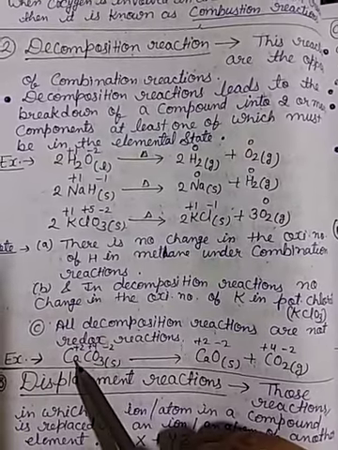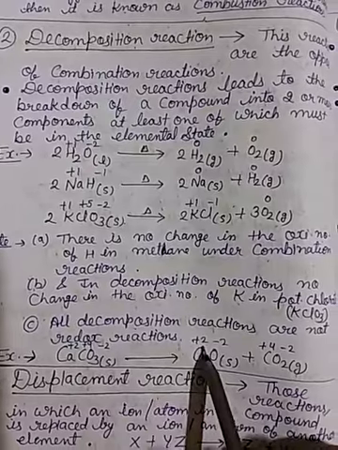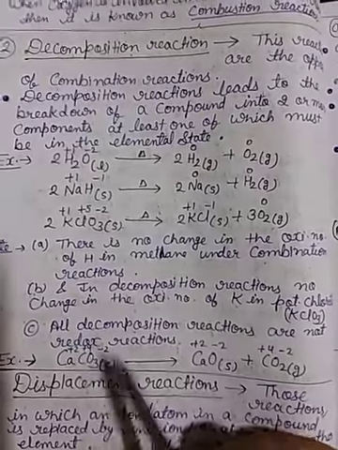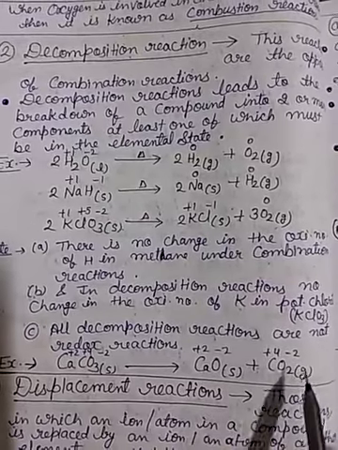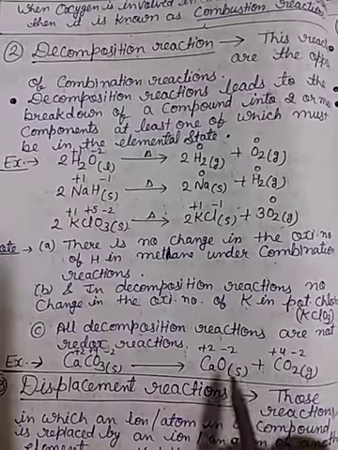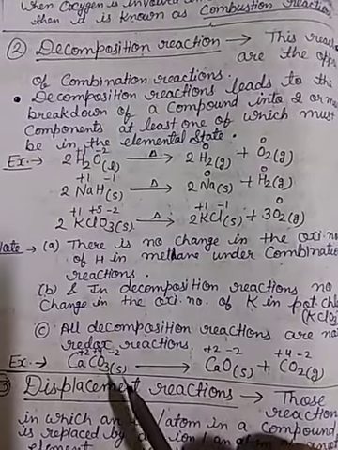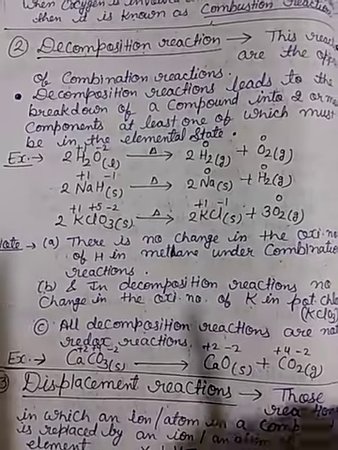The reason: calcium is +2 here and in the product calcium is also +2. Carbon is +4, and in the product carbon is also +4. Oxygen is -2, and in the product it is also -2. So there is no change in the oxidation number, which means all decomposition reactions are not redox reactions.